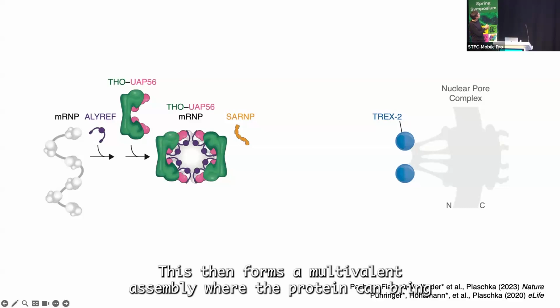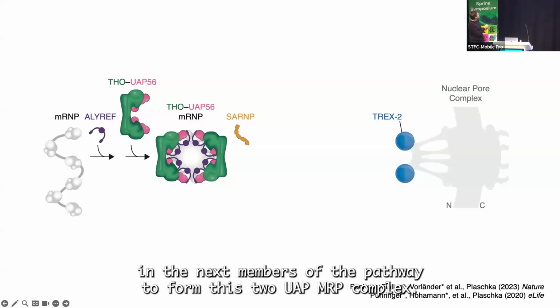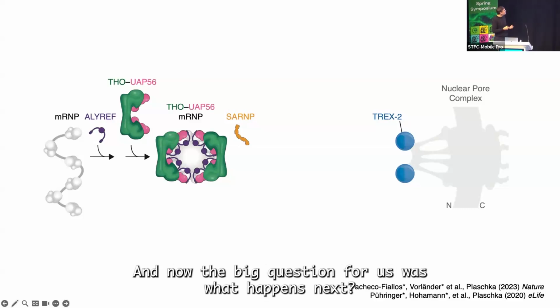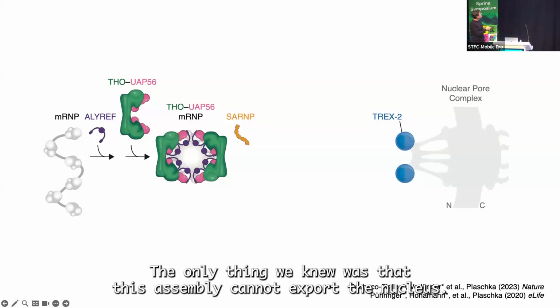This then forms a multivalent assembly where the allograph protein can bring in the next members of the pathway to form this Tau-UAP mRNP complex. And now the big question for us was, what happens next? The only thing we knew was that this assembly cannot export the nucleus.